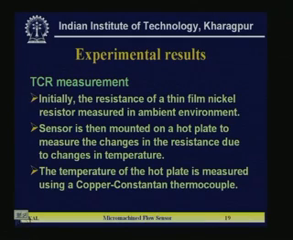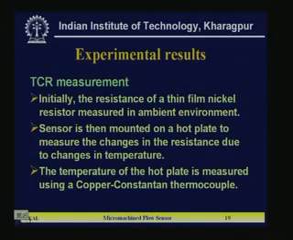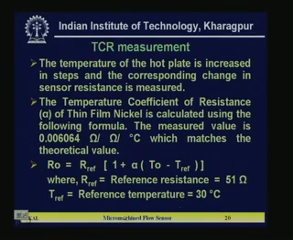So, there the sensor is mounted on a hot plate to measure the change in the resistance due to the change in temperature. At the tip of the resistance you put a small strip heater, so that you can accurately change the temperature, and the temperature can be measured using the thermocouple attached closely to the tip. Then the temperature of the hot plate is measured using the copper constantan thermocouple. And the corresponding change in sensor resistance is also measured.